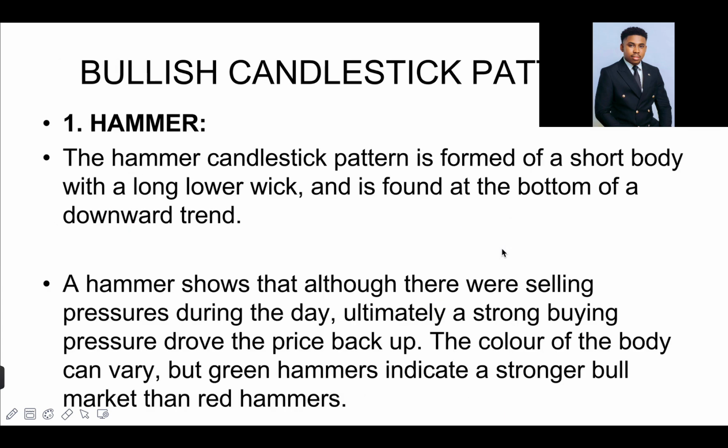So we're going to talk about candlestick patterns now. We'll talk about bullish candlestick patterns first. And firstly, we have the hammer. The hammer candlestick pattern is formed of a short body with a long lower wick and is found at the bottom of a downward trend. A hammer shows that although there were selling pressures during the day, ultimately a strong buying pressure drove the price back up. The color of the body can vary, but green hammers indicate a stronger bull market than red hammers.